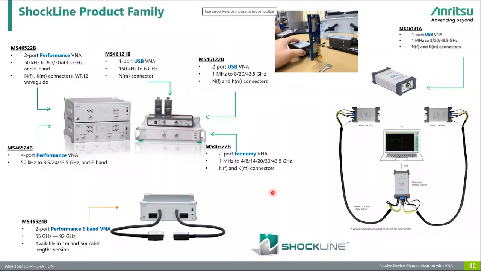The MS46322B is a two-port economical solution with flexible frequency options from 1 MHz to 35 GHz. Finally, the MS46122B is a two-port USB VNA that combines portability with performance, supporting up to 43.5 GHz. Together, these instruments provide scalable, high-performance solutions for everything from research and development to production-level testing, all under the Shockline brand, known for precision, reliability, and innovation.